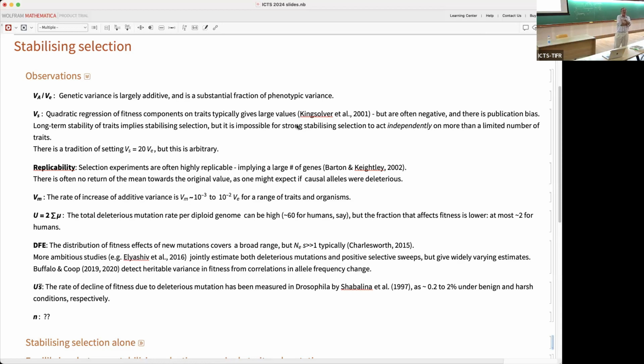So I'm just going to assume stabilizing selection because of a lack of imagination of how else it could be. And just to mention that, we'd like to have some decent estimate of the strength of stabilizing selection, this VS term.